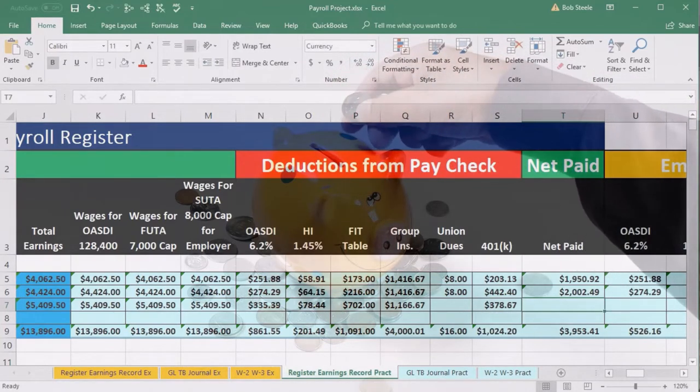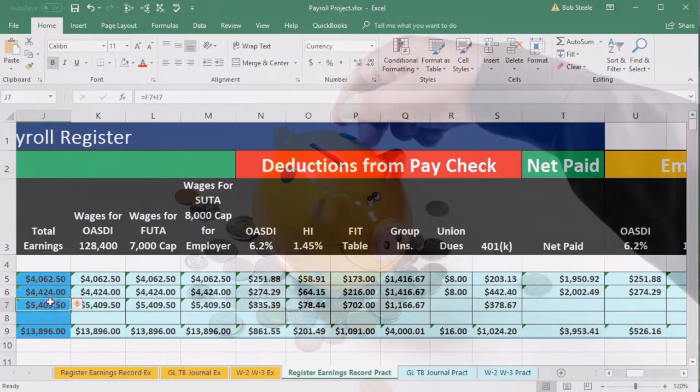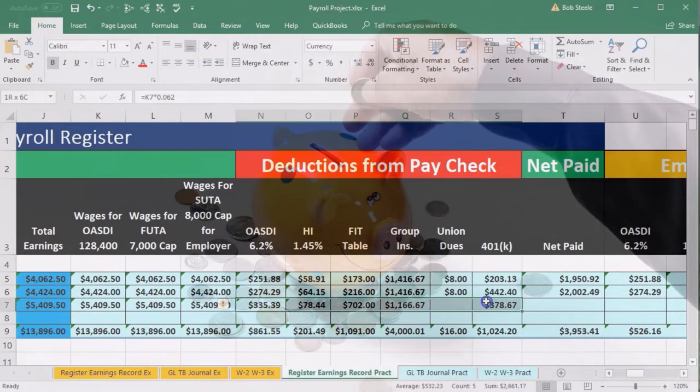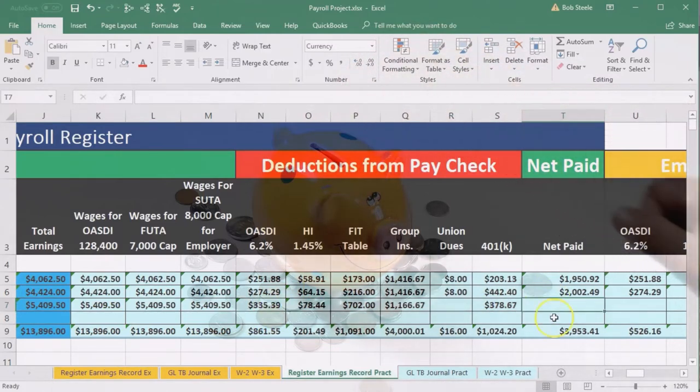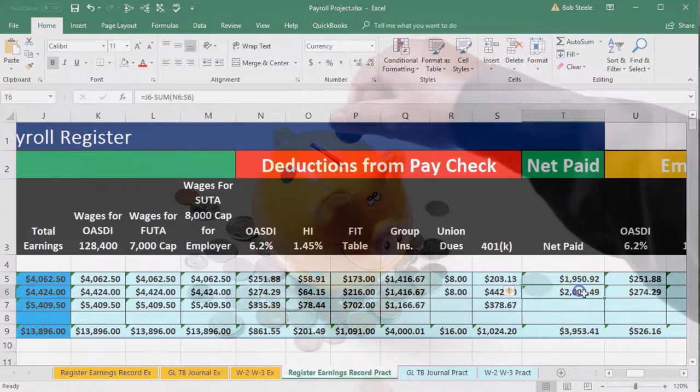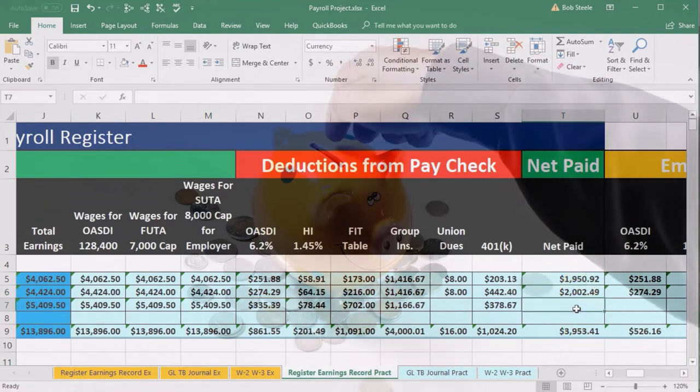Then we'll calculate the net pay. It's gonna be this number minus the sum of the deduction areas, all the taxes and the deductions. So we're going to use the same formula. We're going to type it in here. Note that we could copy this down now, but we want to practice this calculation.